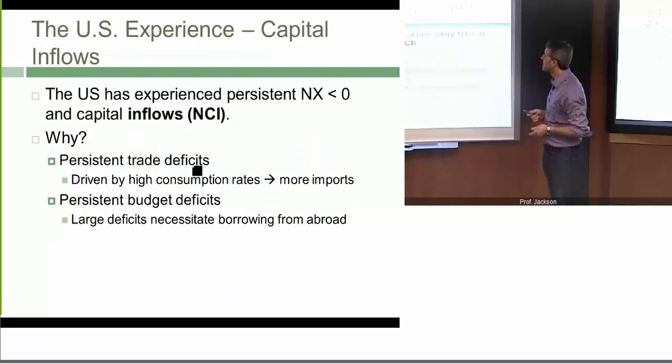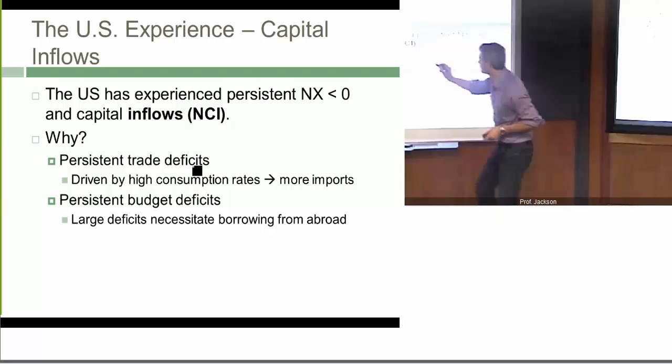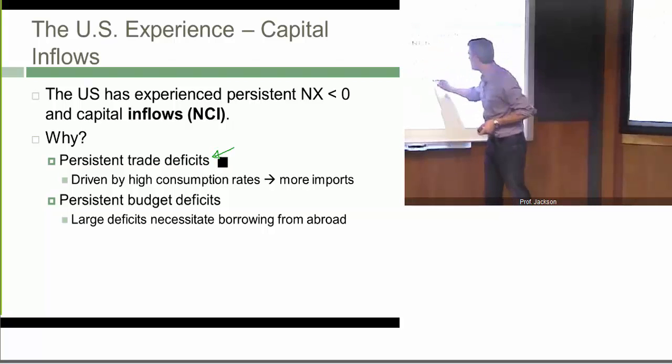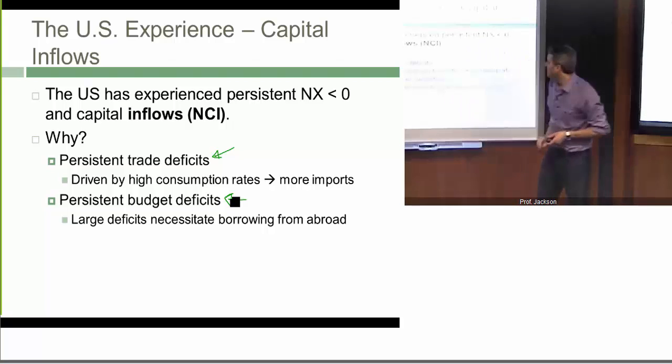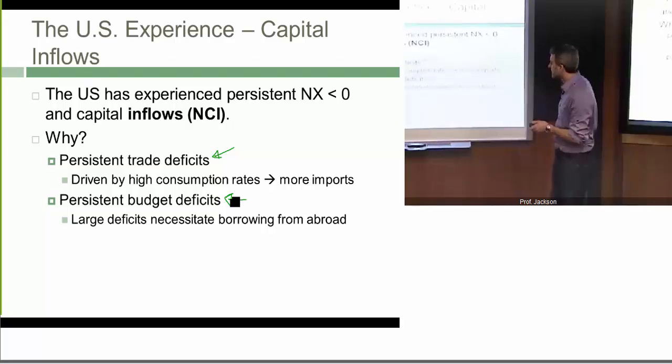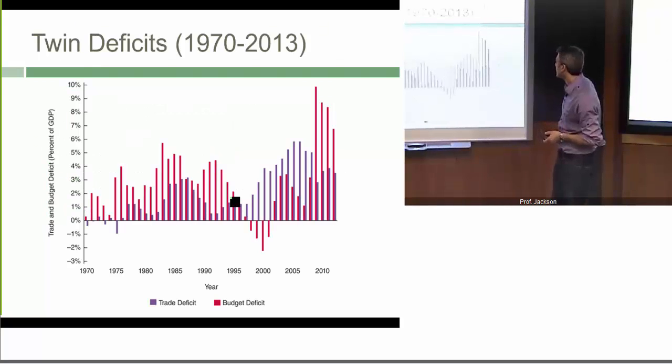So both of these things, the persistent trade deficits as well as the persistent budget deficits, are referred to as the twin deficits. And so that's something you can see here. The trade deficit is in purple and the budget deficit is in the red. And so you can see both of those have been positive, which is not a good thing. It's a bad thing. And those both have contributed to these twin deficits for quite some time.